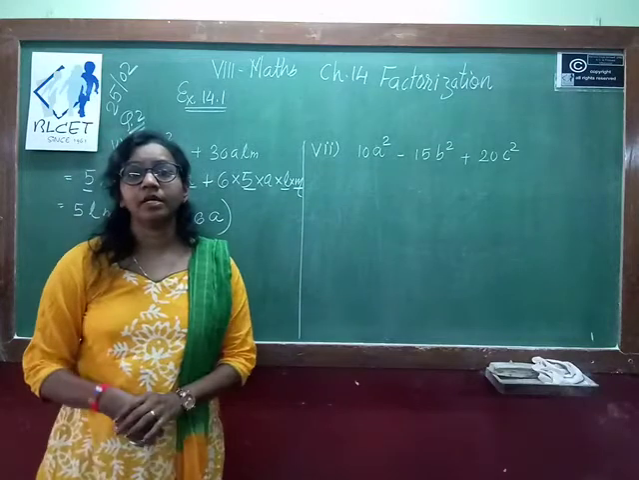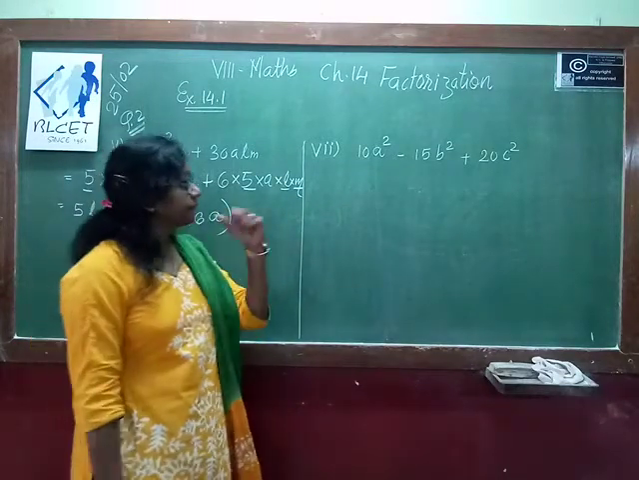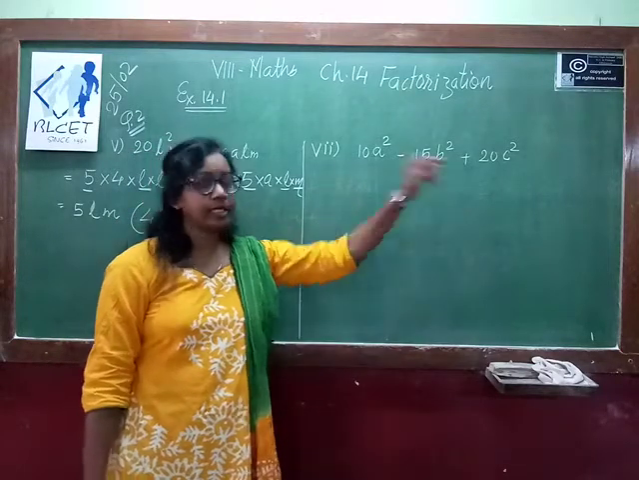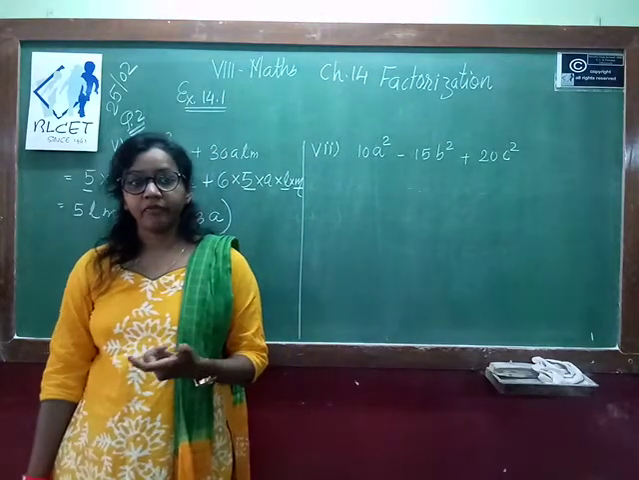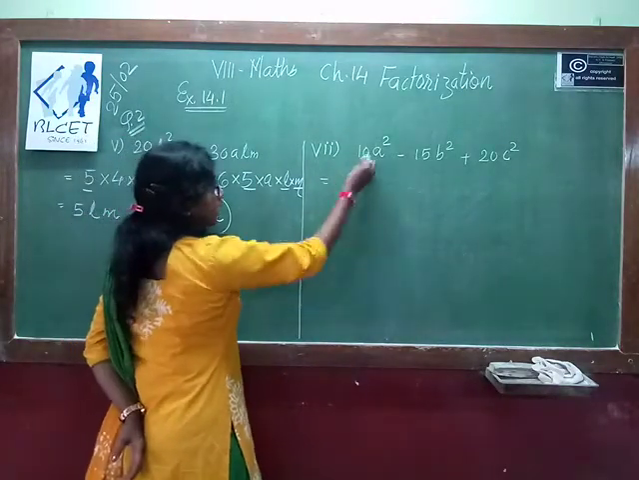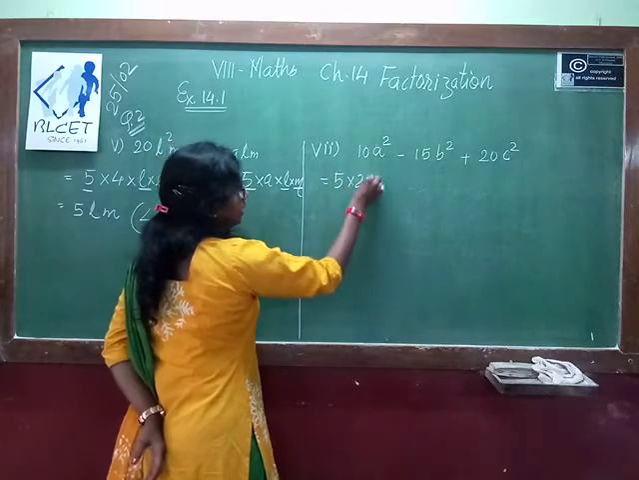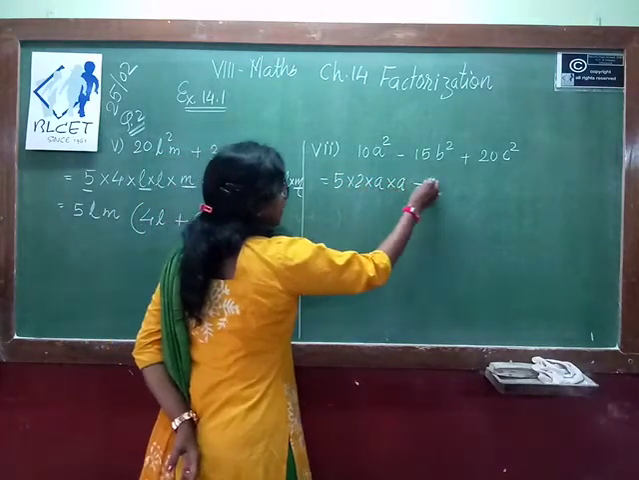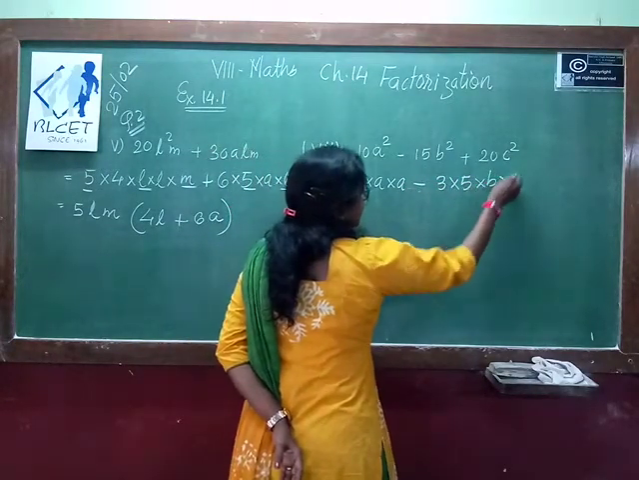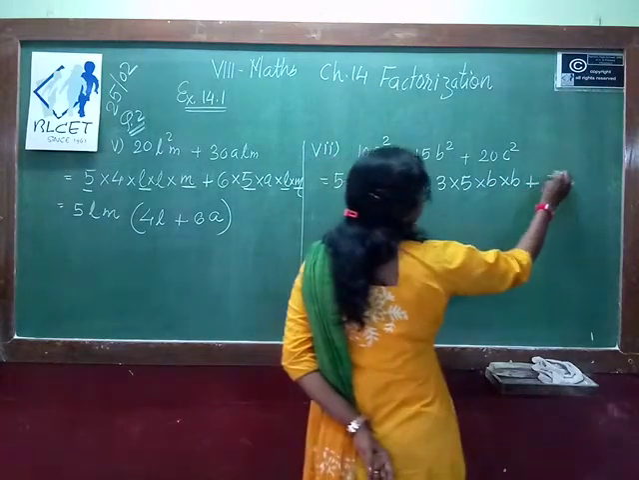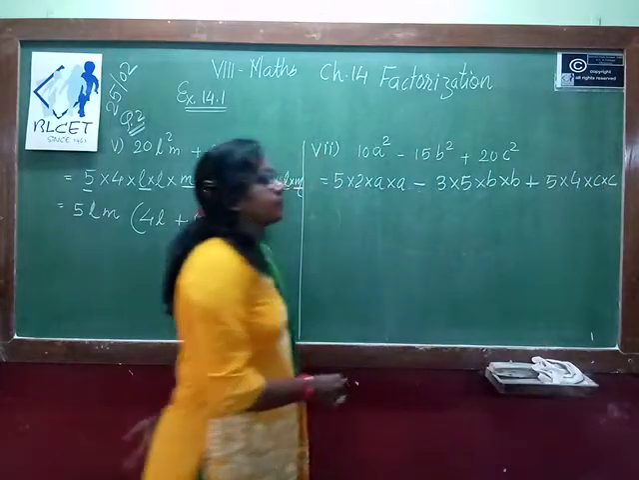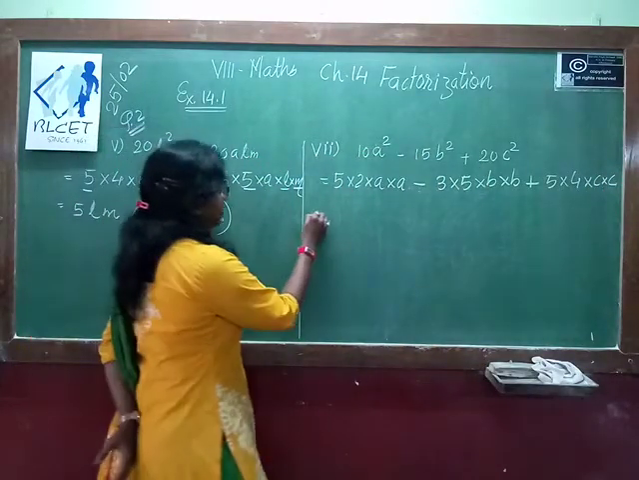Now here we have 3 terms. So what do we have to do? Find the factors of 10a square, then 15b square, then 20c square. Then we have to take out the common factor which is present in all these 3 terms. So 10a square means 5 into 2, a square means a into a, minus 15 into 3 into 5 into b into b, plus 20, that is 5 fours are 20, 5 into 4 into c into c. Okay, now we take the common factors.